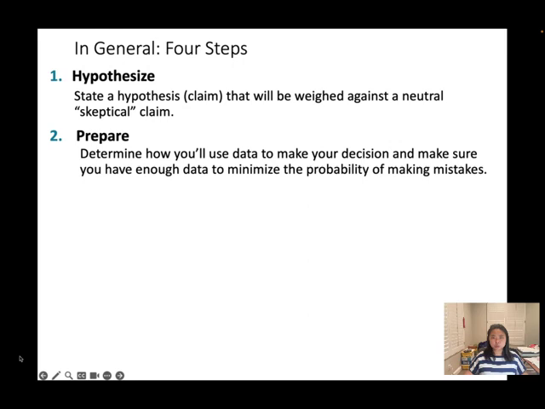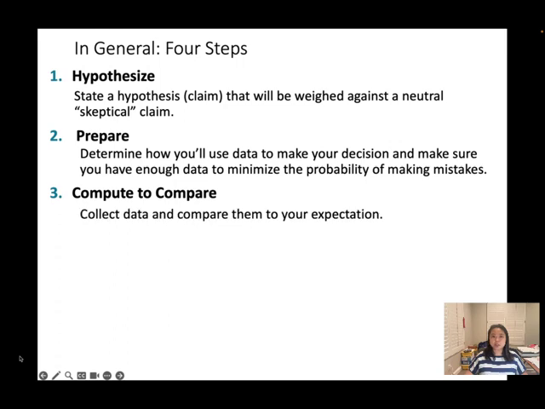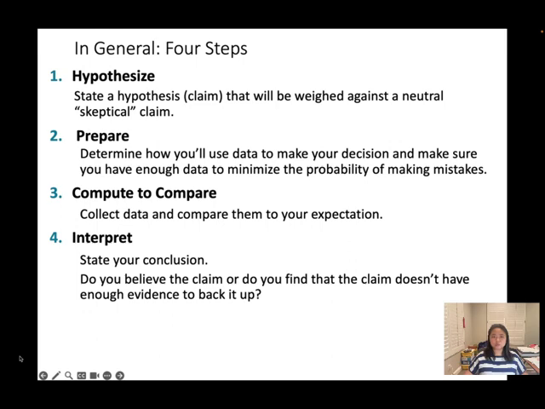So for number 2, we kind of perform the experiment. Number 3, compute and compare. We're going to collect the data from step 2 and compare them to your expectation. Number 4, interpret. State your conclusion. Do you believe the claim or do you find the claim doesn't have enough evidence to back it up? So we have 4 steps. Let me use an example to explain these 4 steps.